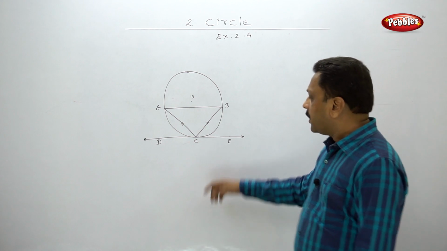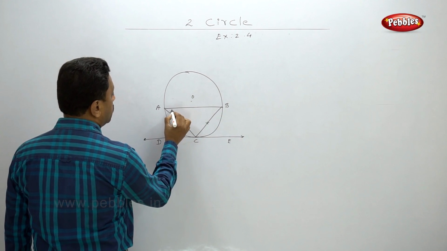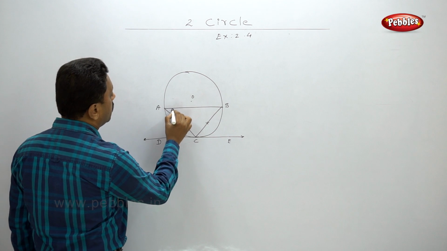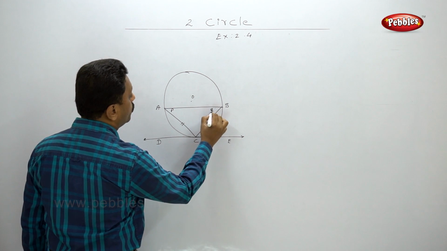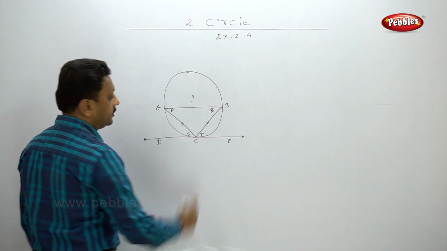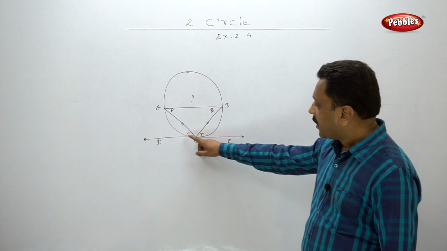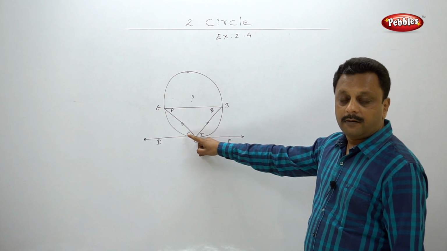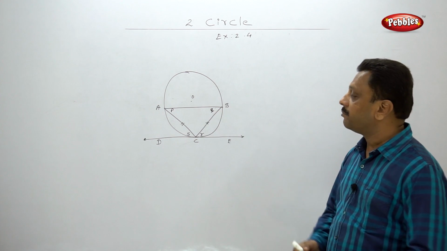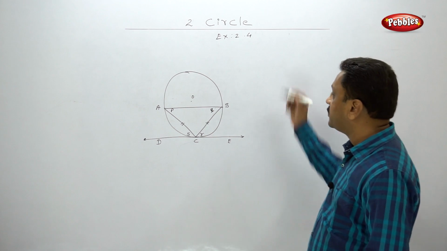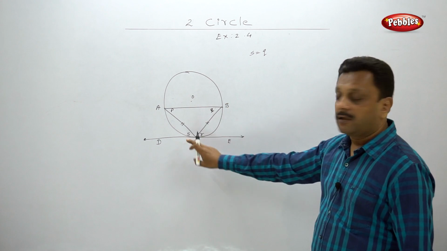Now, in this case, I will name the angles P, Q, R and S. Now can you see that this angle S and this angle Q are equal, because of angles in alternate segment, S equals Q. Similarly, this is the common arc, so R equals P.